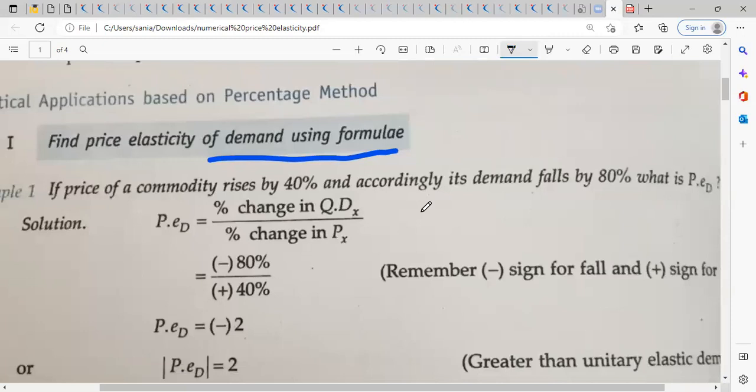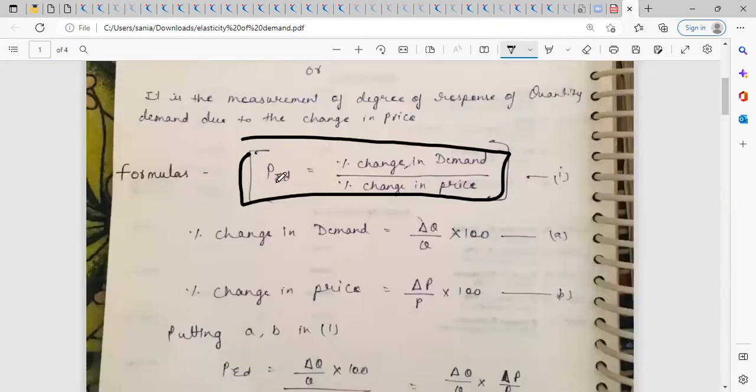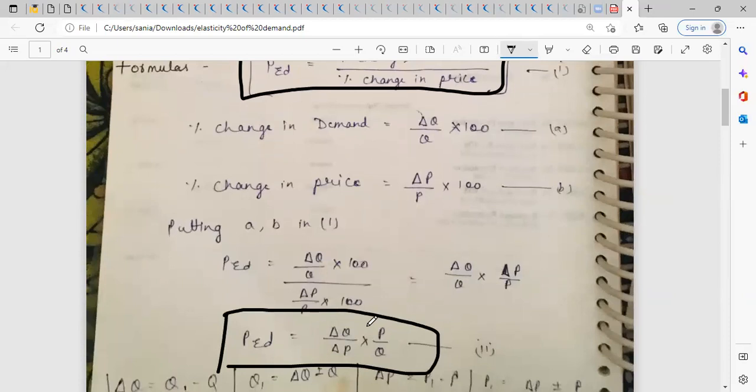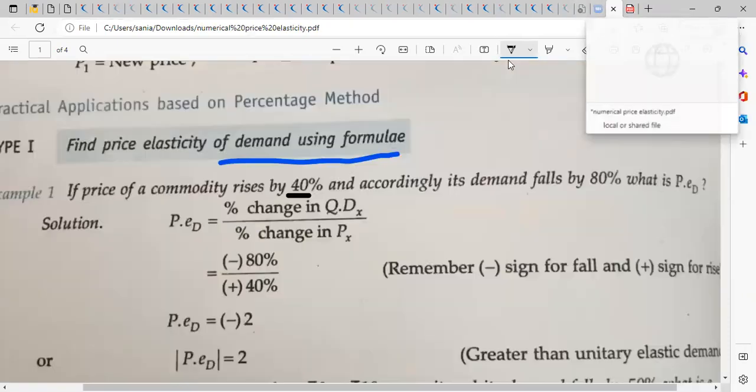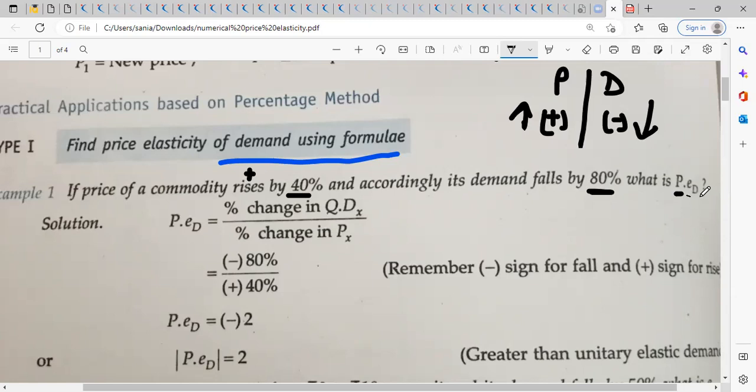So see, first question is: if the price of a commodity rises by 40%, so what is given? Change in price is given. So that means you will use this formula, not this formula. The price of the commodity rises by 40%, so it's plus, and accordingly its demand falls by 80%. So you will make a table like this, P and D. Your price is rising, so your price will be positive, and your demand is decreasing, so your demand will be negative by 80%. So you have to find PED.